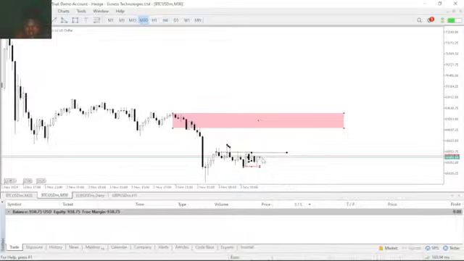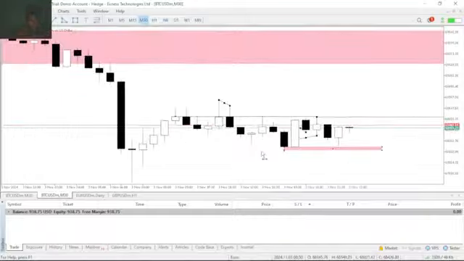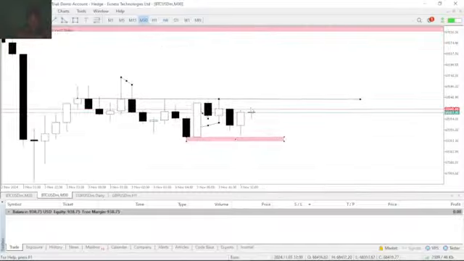So now price is trying to come down. As you can see, price is trying to come down, sweep this liquidity into this demand. Either it breaks, and whenever it breaks it, then it will be targeting this side. So we are waiting for price to come down. We're waiting for price to come down.